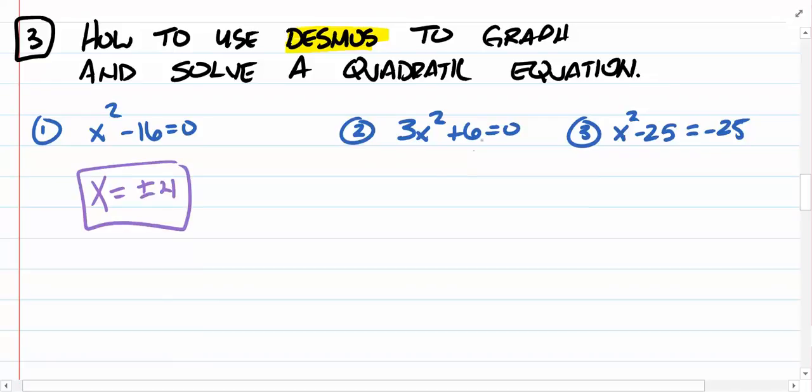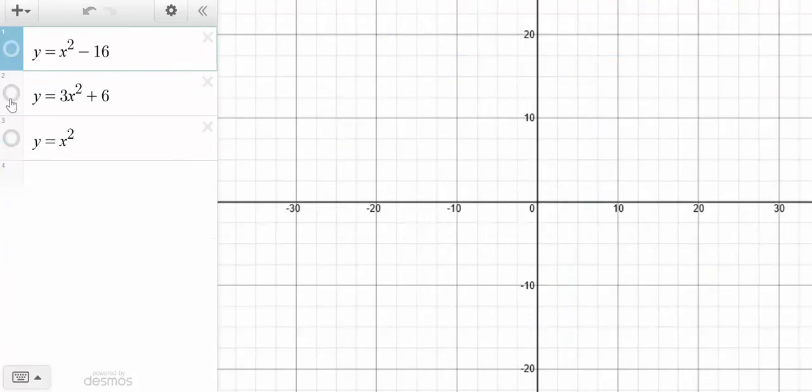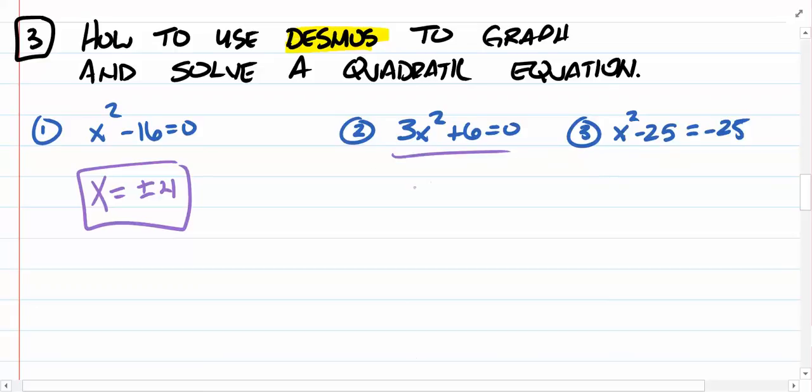Let's do the second one. 3x squared plus 6 equals 0. If I go back to Desmos, I'll turn this one off, and I solved 3x squared plus 6 and set it equal to y. And you'll notice here that the graph never touches the x-axis, so therefore there would have to be no solution to that particular quadratic. So I'd go back over to my notes and I'd say this one has no real number solution. Hopefully that makes sense to you guys.